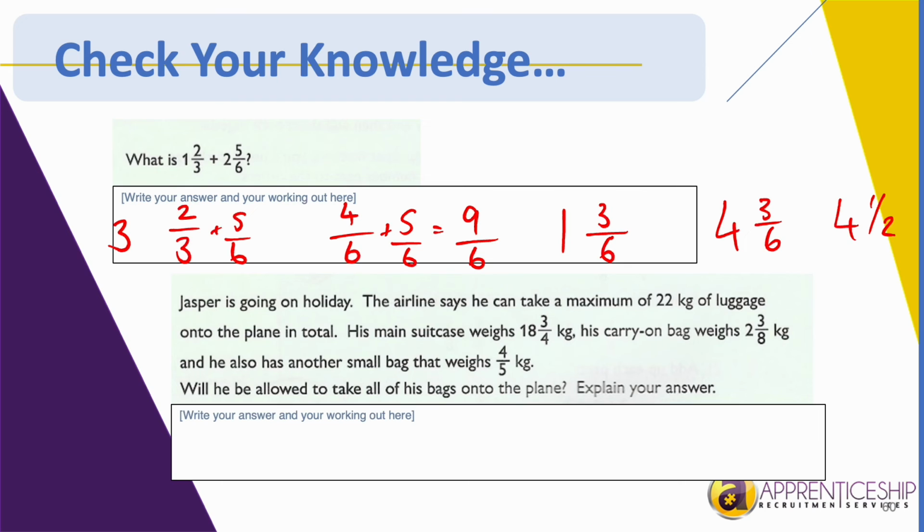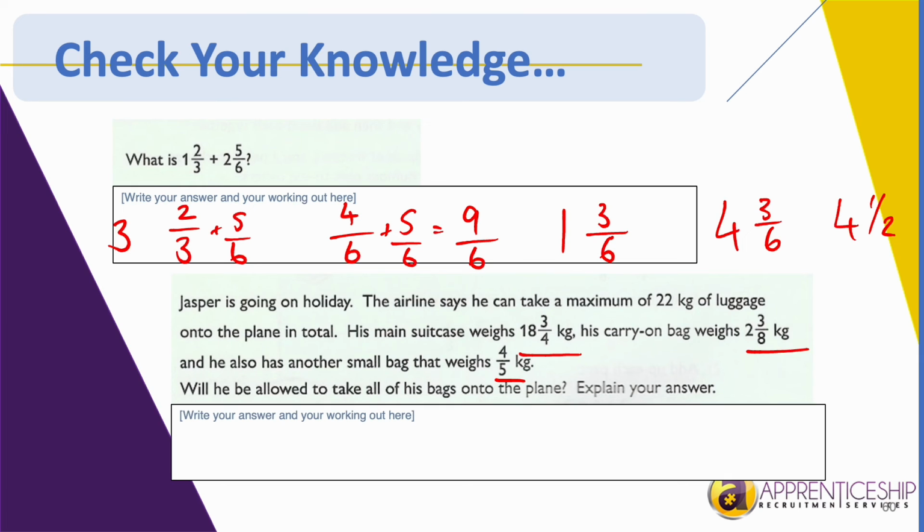Okay, Jasper's going on holiday. The airline says he can take a maximum baggage of 22 kilograms. His main suitcase weighs that. His carry-on bag weighs that. He also has another small bag that weighs that. Will he be allowed to take all of his baggage on the plane?